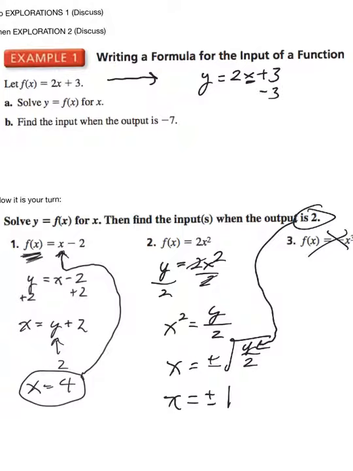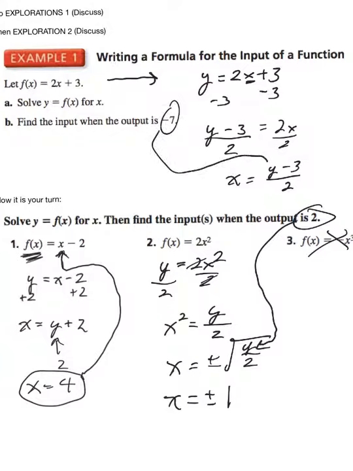Subtract 3 from both sides. y minus 3 equals 2x. Divide both sides by 2. x equals (y minus 3) divided by 2. And in this case, they asked you to put a negative 7 in there for the output value. Negative 7 minus 3 is equal to negative 10 over 2, and therefore our input value was negative 5.